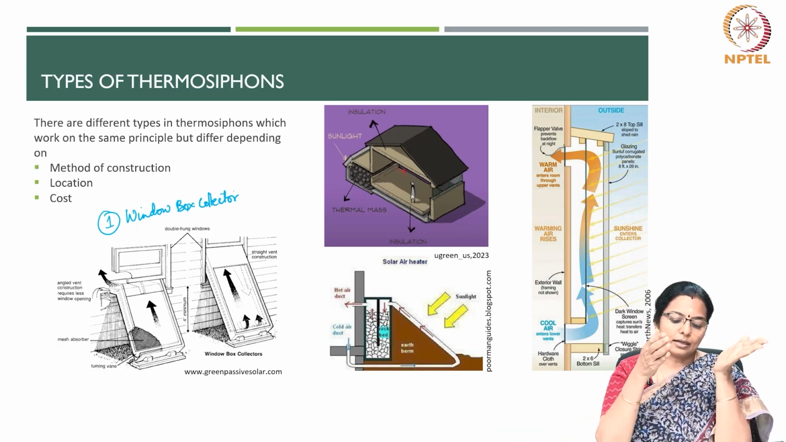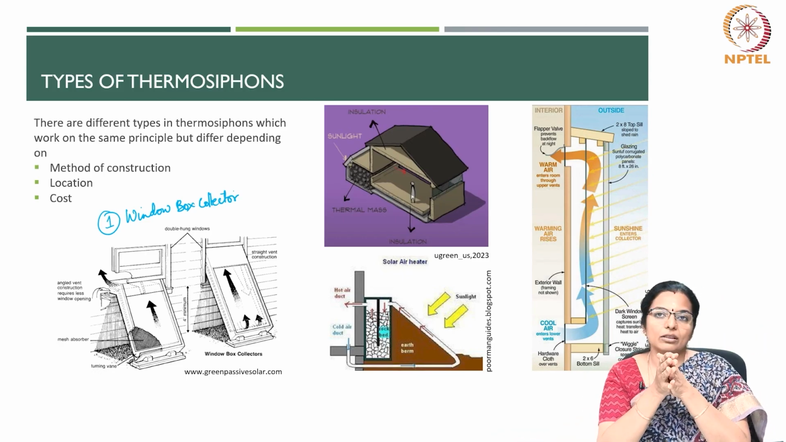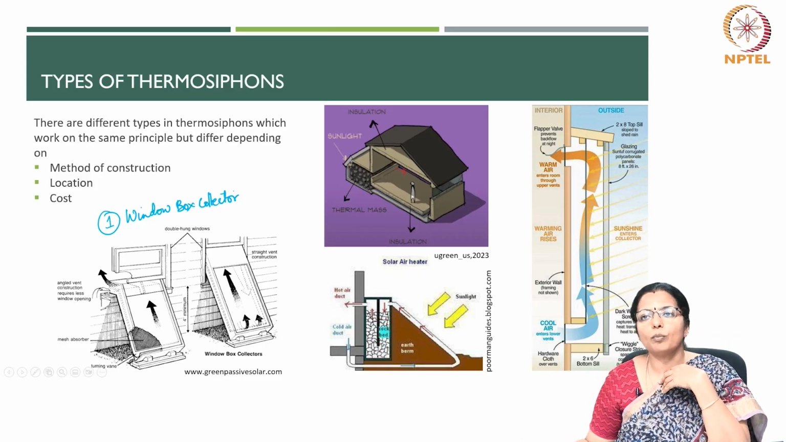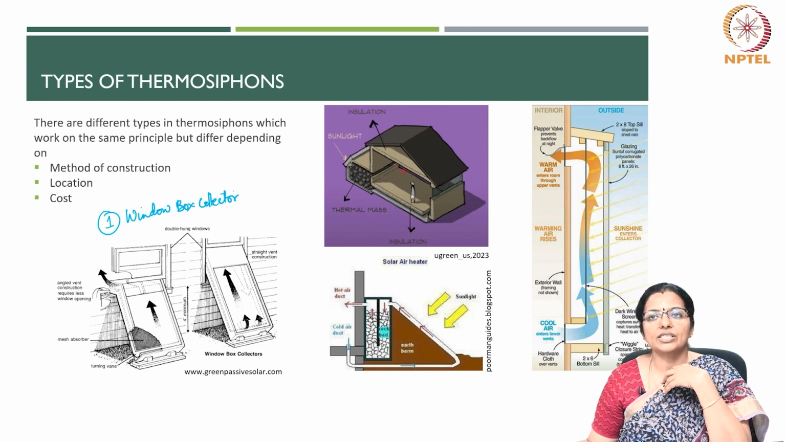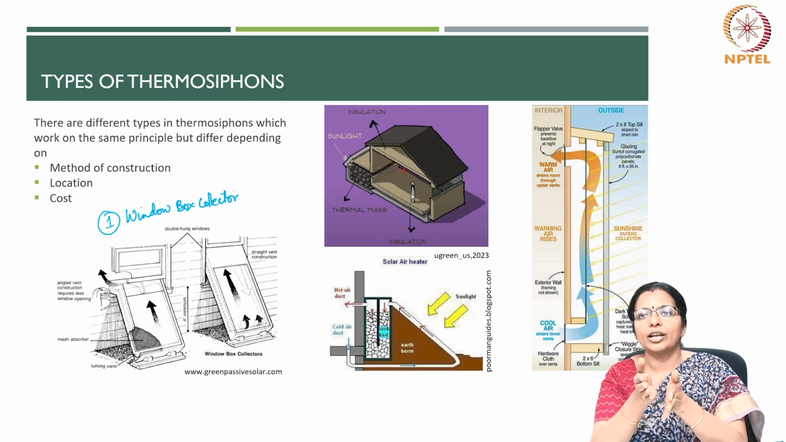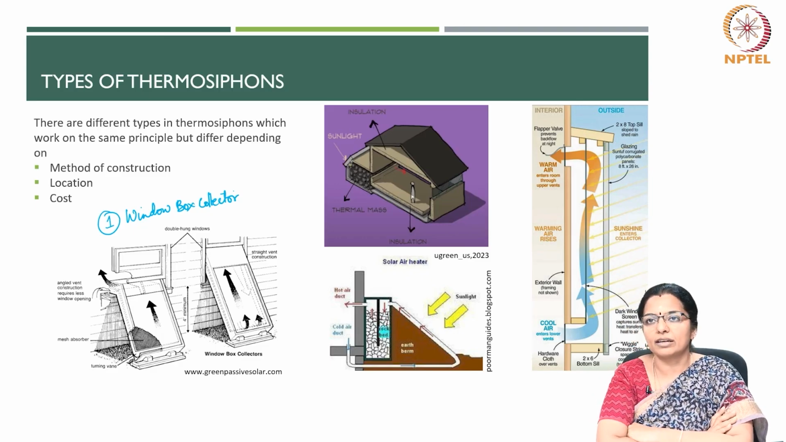Now, these differ based on the method of collection, the location and the cost. The window box collectors are portable, easy to construct and low cost collectors that can be placed in the window whenever required and do not need any special considerations during the design stage. These cannot be used to store heat for later use. It is preferable for locations that require heating for only a few months throughout the year.